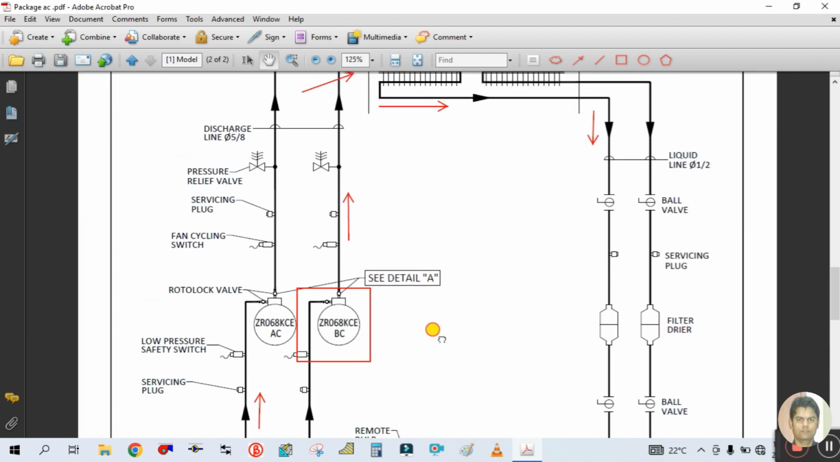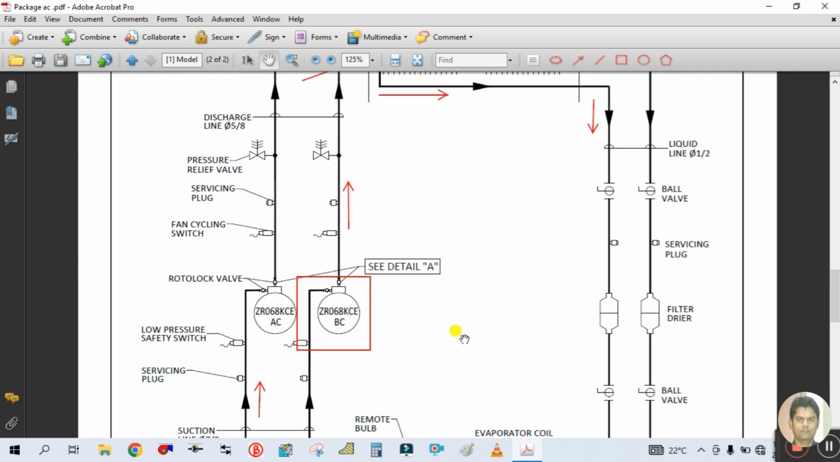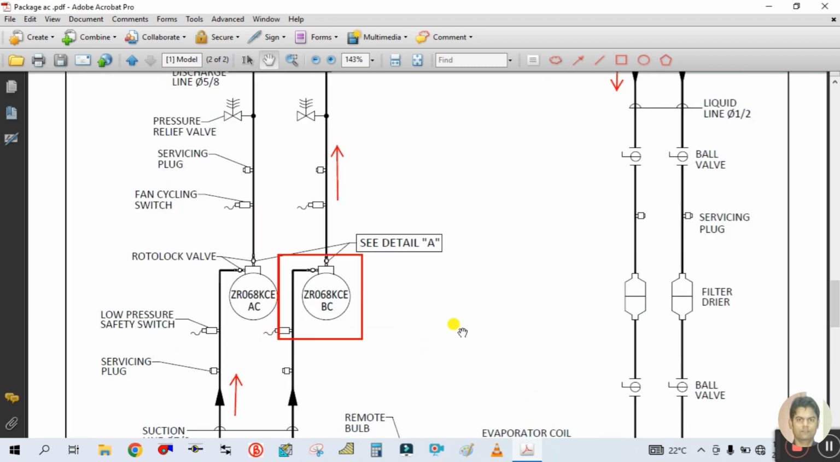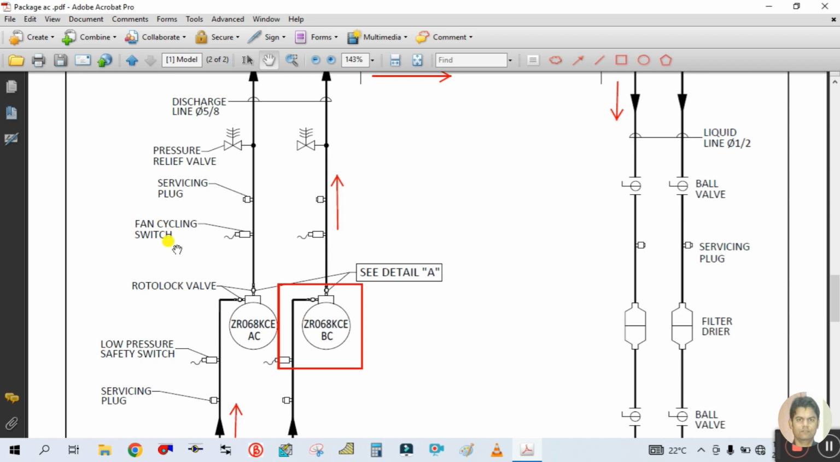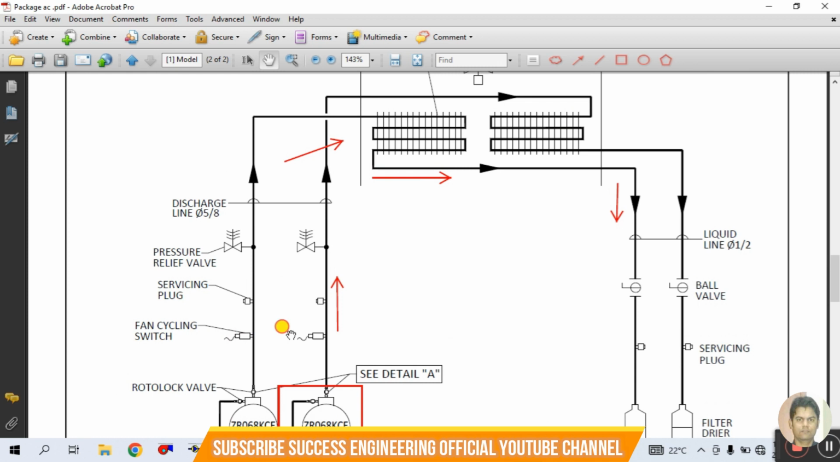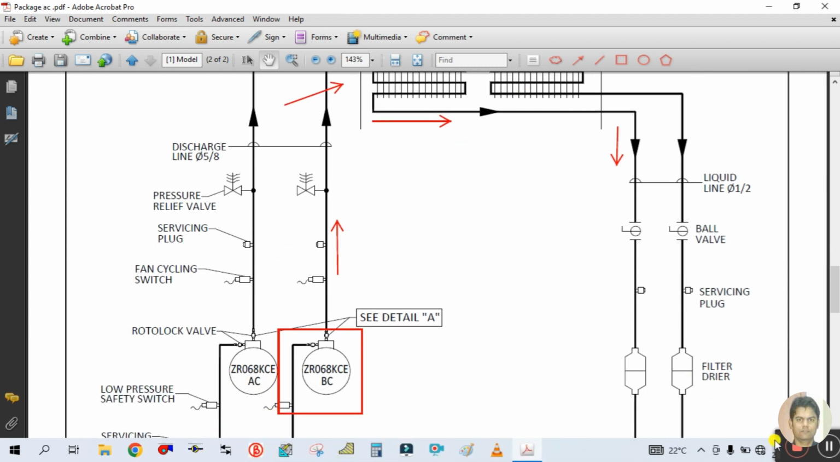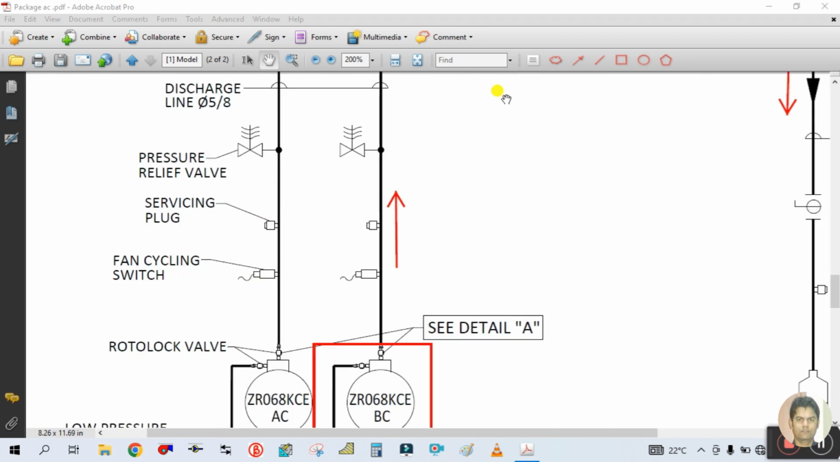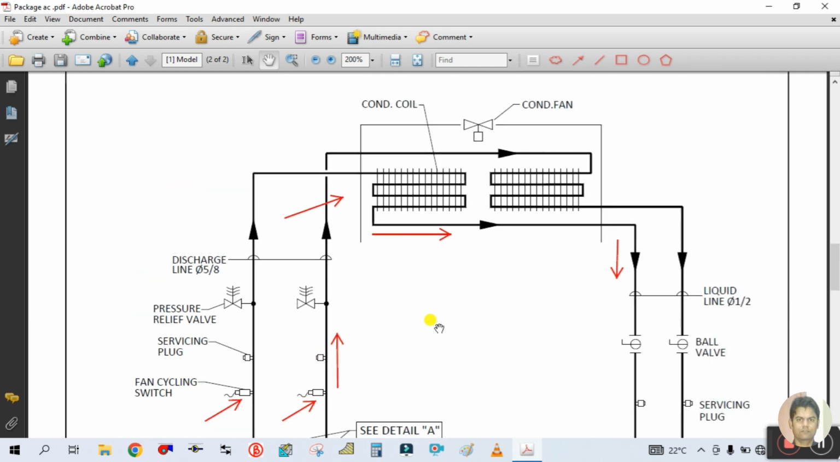I think you guys learned how it's working, and there are also different components, different small parts as well. So let me explain briefly these parts too. This is the fan cycling switch. Generally this fan cycling switch is connected to the condenser fan. You can see this is the condenser fan.